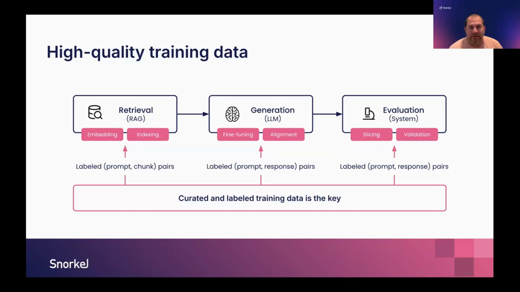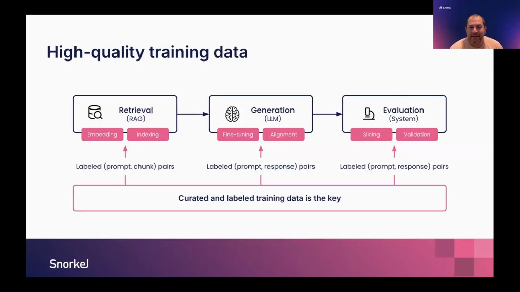And so one way to look at it, and I'll focus on the Gen AI component here, is that each of these approaches has core components, models or features, which can be improved with training.